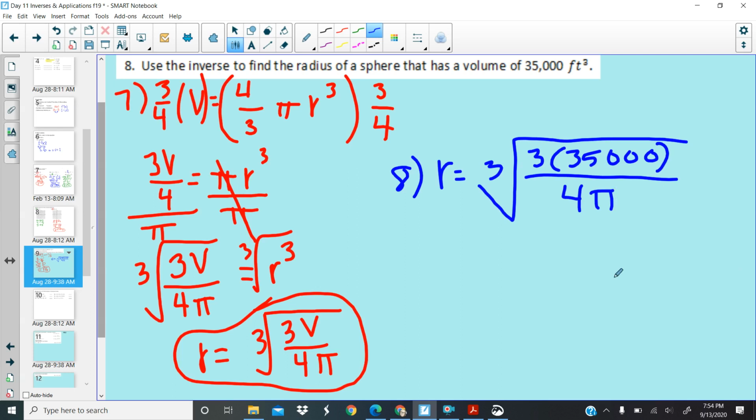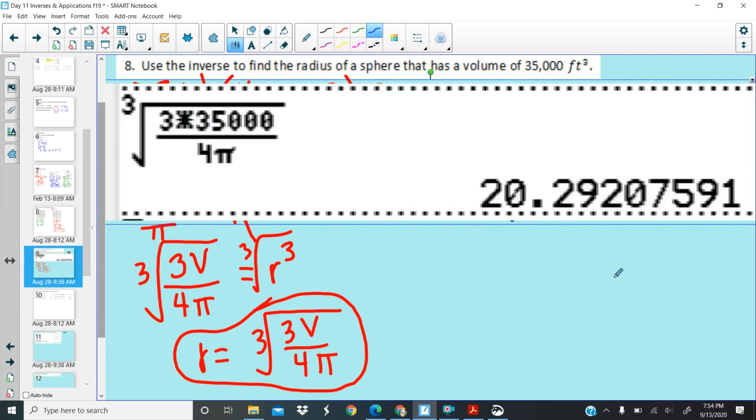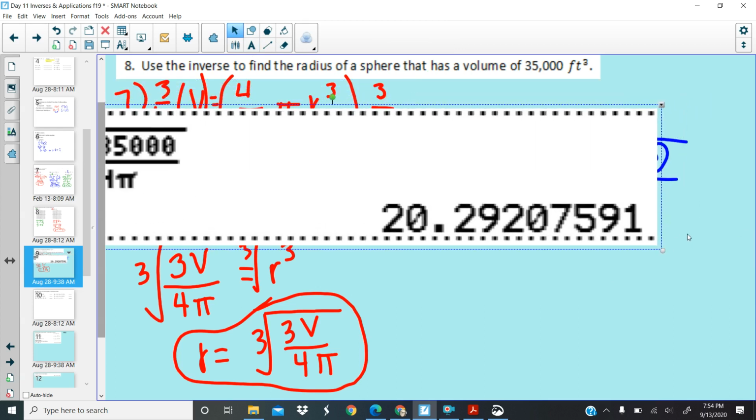I just copied a screenshot of it and I'm hoping this is going to work. Okay, it did. It just worked really big. But again, that is okay.